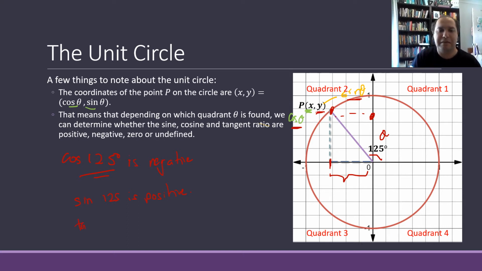Now for tan 125, well, we just saw in our formula that was sine divided by cos. So if sine is a positive number, as we've just stated, and cos is a negative number, as we've just stated, a positive divided by a negative number will be negative too. So looking at our unit circle, we can see that cos of 125 is going to be negative, sine of 125 will be positive, and tan, sine divided by cos, will be negative as well.